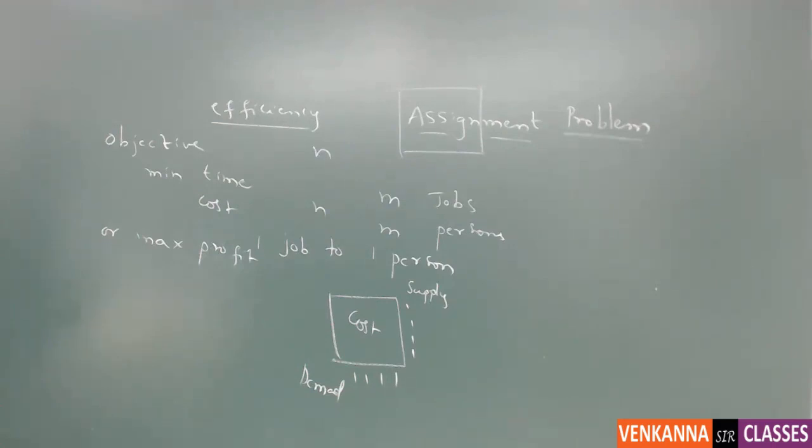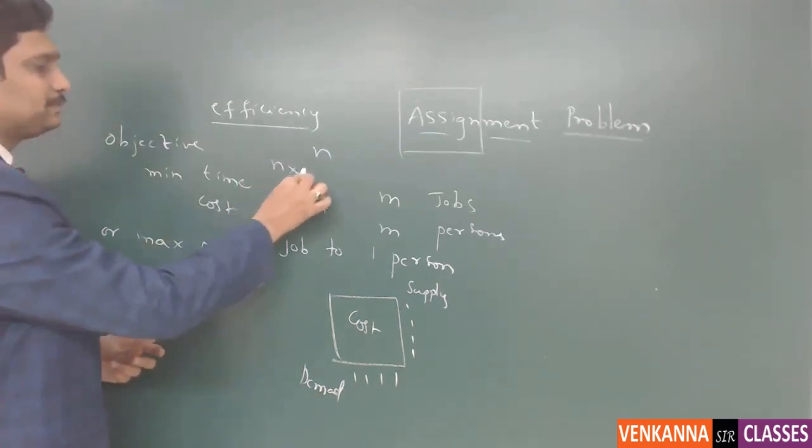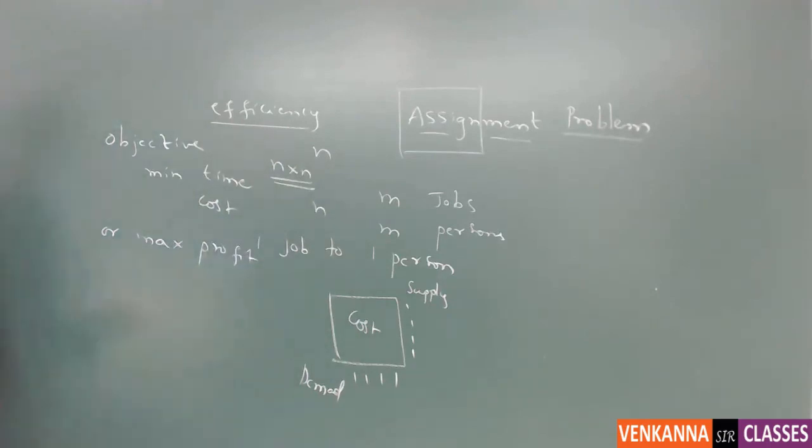Is that clear? Usually the matrix is always a square matrix, because you are dealing with n persons and n jobs. However, if the number of jobs and persons are mismatched, you introduce dummy rows or dummy columns. Usually we introduce one dummy row or one dummy column so that you have a square matrix. And the procedure is very simple.